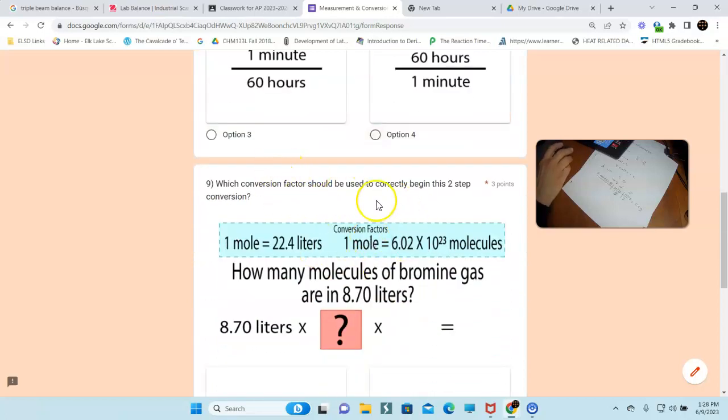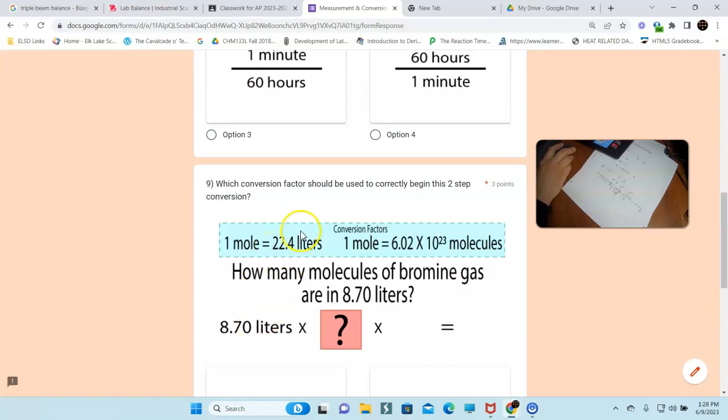Okay, which conversion factor should be used to correctly begin this step 2 conversion? Well, we want to go from liters. It says how many molecules are there? Well, what do we have? We don't have a relationship between liters and molecules. We have a relationship between liters and moles.